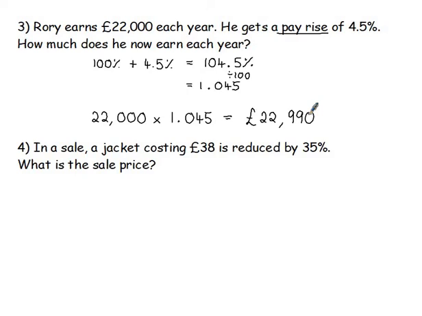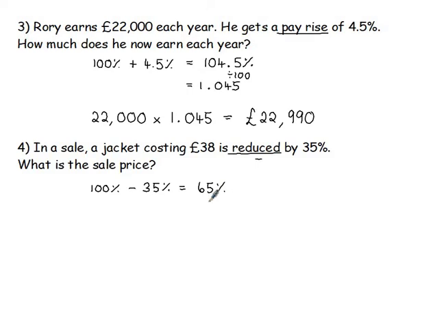What is the sale price? So this reduced is the same as a decrease, so remember we need to take away here when working out our multiplier. So remember, we always start with 100% and we subtract the percentage. So we're going to subtract this 35% here. So 100% take away 35% gives us 65%. That's it as a percentage.